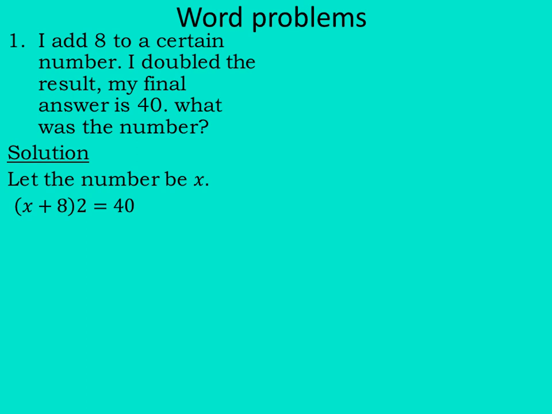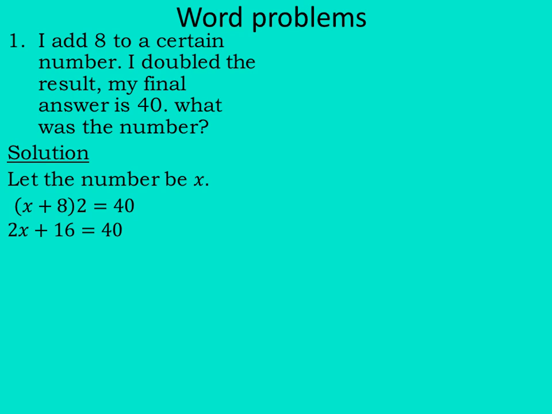According to the question, I add 8 to a certain number, and we already represent our number by x. So x plus 8. I add 8 to a certain number, so that will be x plus 8. I double the result, so you are going to multiply all that x plus 8 by 2. My final answer is 40, so we equate it to 40.